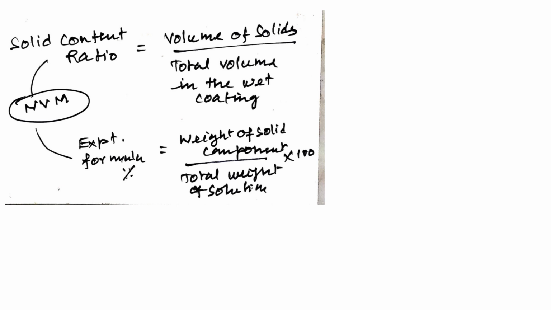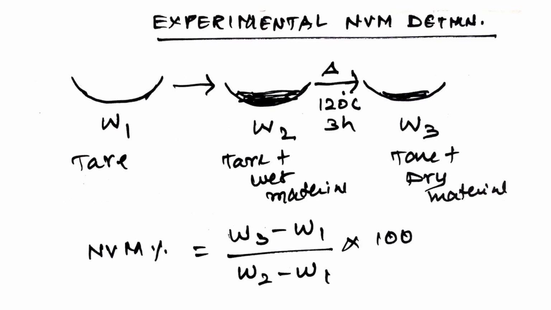Let me explain the determination of non-volatile materials. Let us take a flat metal lid. Its weight can be accurately measured as W1, that is the tare weight. Then we have to take the coating material. In the case of a paint, you take a small quantity, and the tare plus the weight of the material is taken as W2.